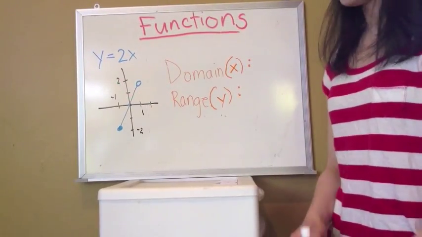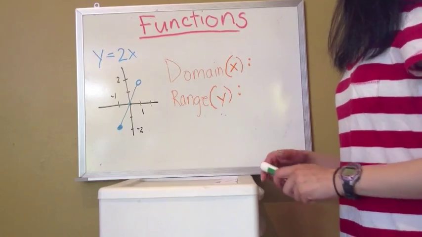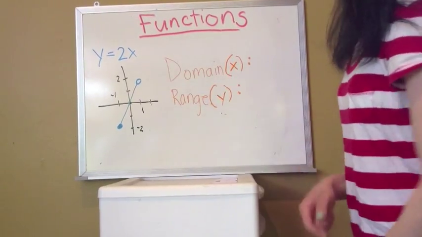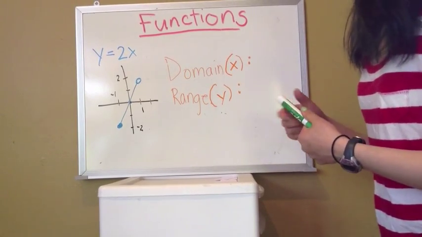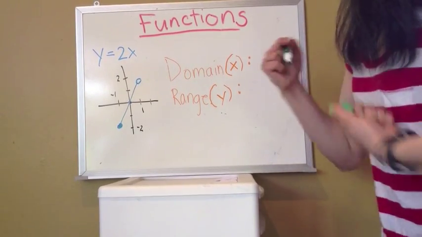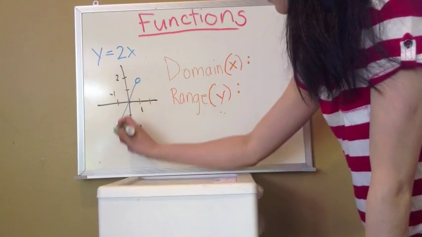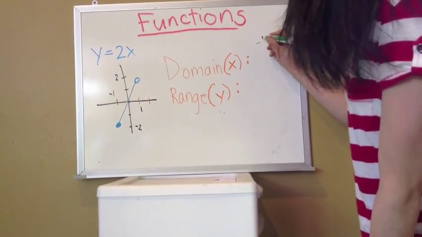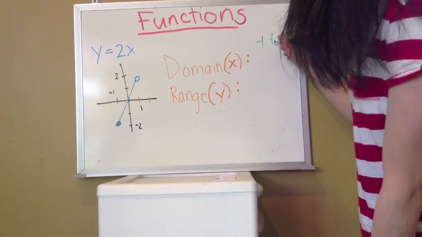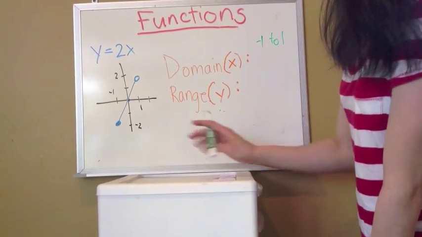Now let's look at an example. So here we have a cutoff version of the graph y equals 2x. The domain, which is the x values of this graph, would be from -1 to 1. So let's just write this one. -1 to 1. But now let's look at the end points.